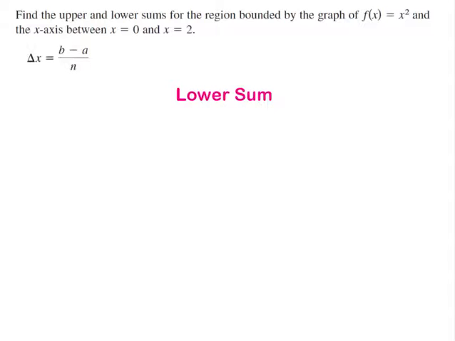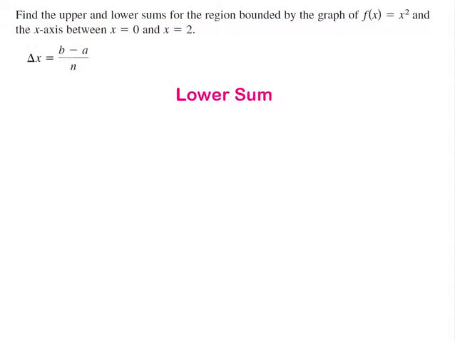Now this is where you kind of need to pay attention. Okay, I'm going to warn you. All right, so first of all, it says find the upper and lower sums for the region bounded by the graph of f of x equals x squared and the x-axis between x equals 0 and x equals 2.